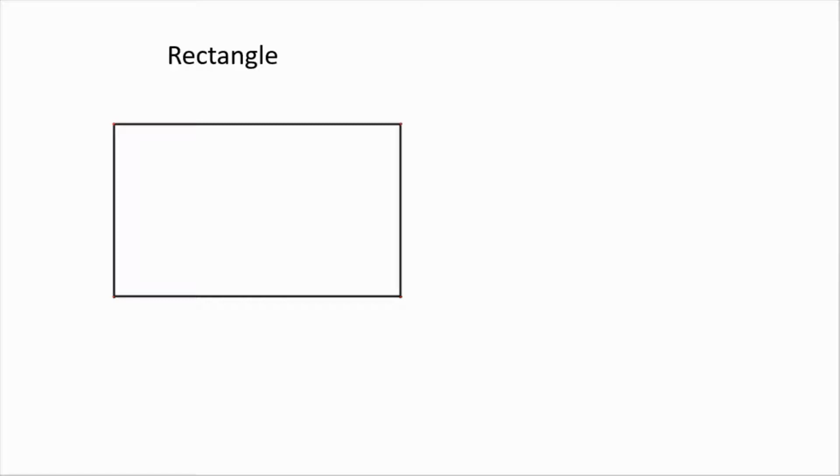In this video, we're going to be looking at types of quadrilateral. And by quadrilateral, we mean a four-sided shape. So our first quadrilateral we're going to be looking at is the rectangle.